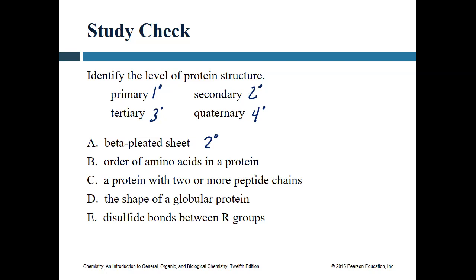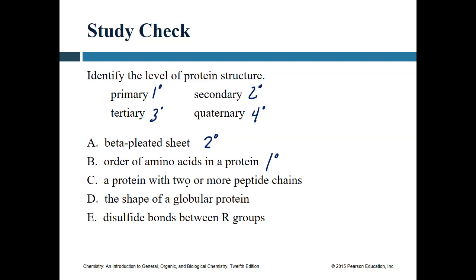What about the order of amino acids? Yep, this is primary. So yes, a primary structure just tells us what order the amino acids are in. It doesn't give us anything else about how they might interact with each other. That's what makes it primary.